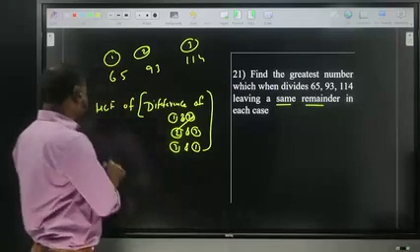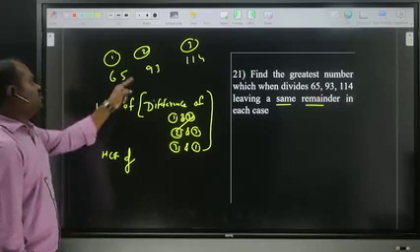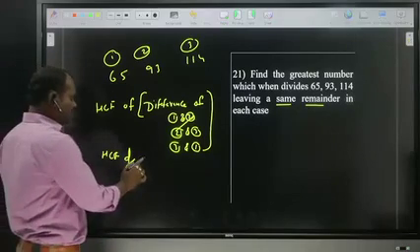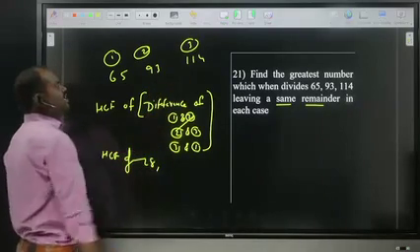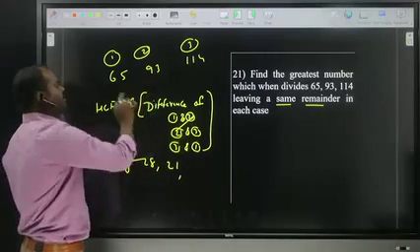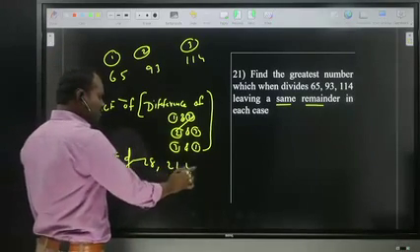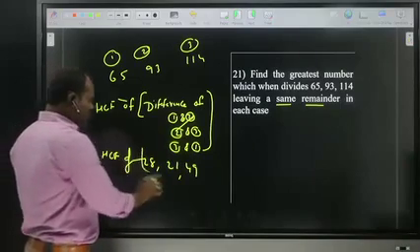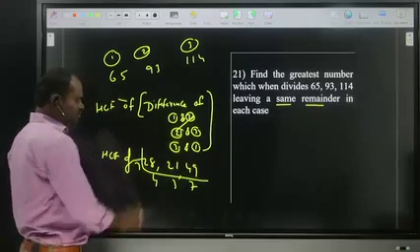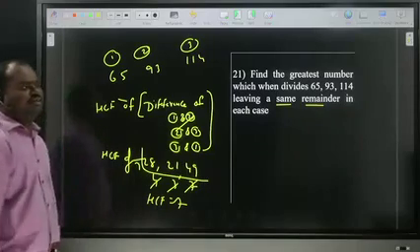Now the HCF of the differences. The difference of 65 and 93 is 28. The difference of 93 and 114 is 21. The difference of 65 and 114 is 49. For these we should take the HCF. All of them are in the 7 table: 7 4s are 28, 7 3s are 21, 7 7s are 49. So the HCF is 7. Is it clear?